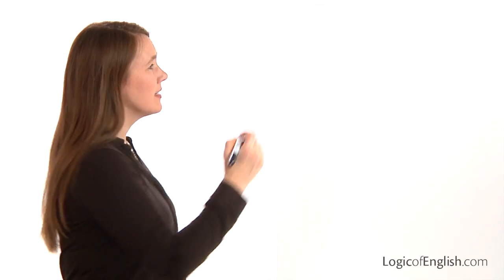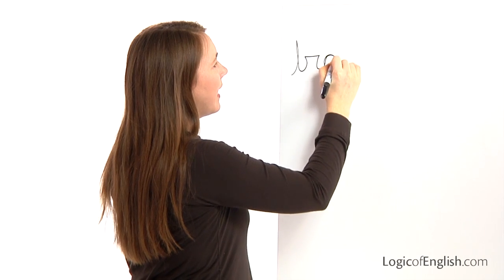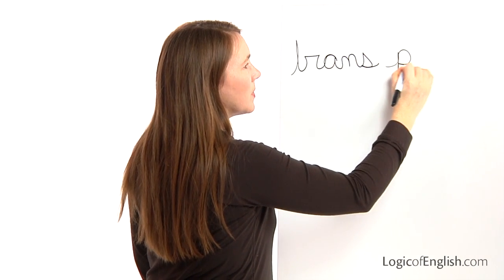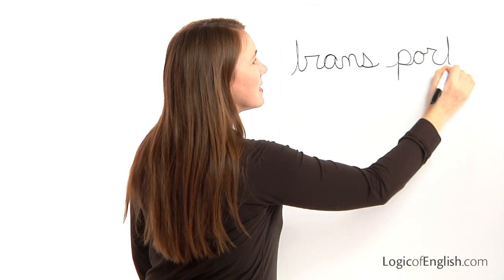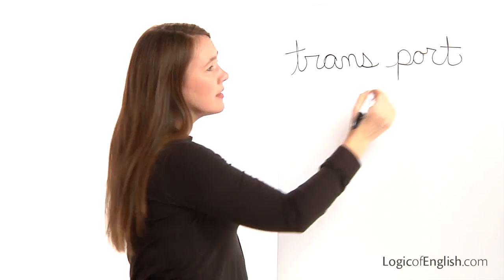And now help me to write it. The first syllable is trans, t, r, a, n, s. The second syllable is port, p, o, r, t. And how will we mark it? We'll underline the or.